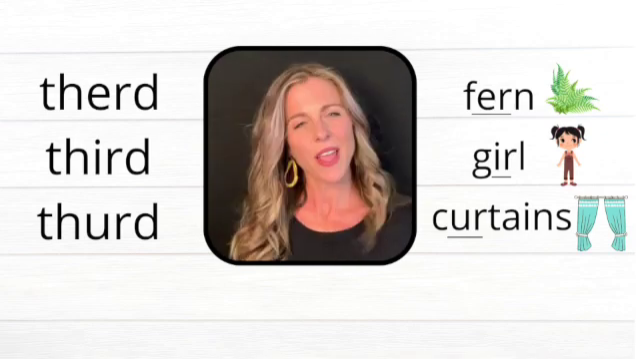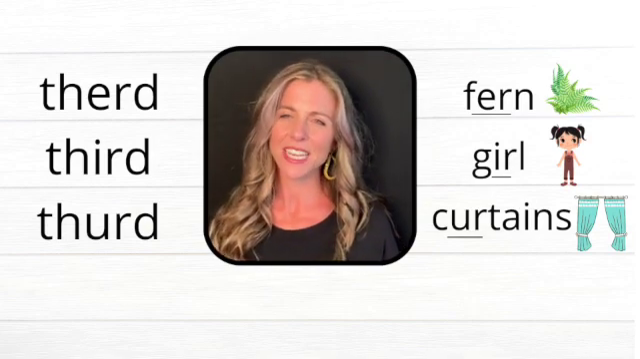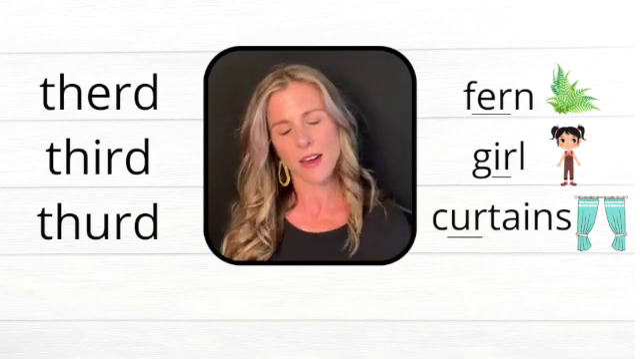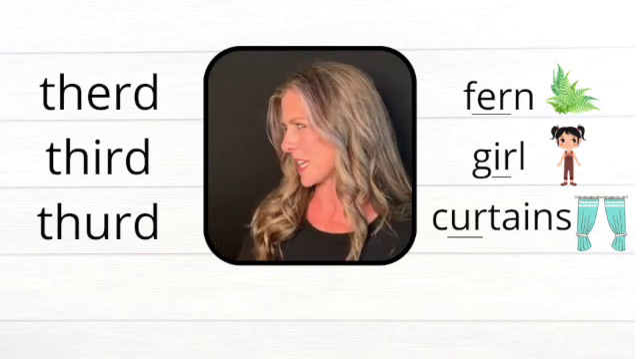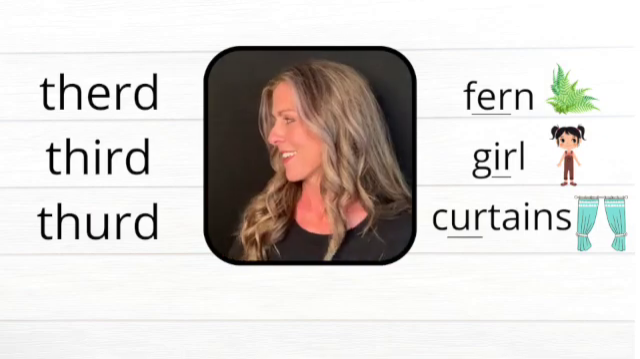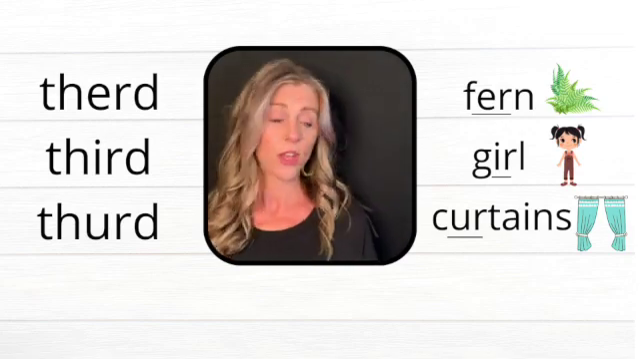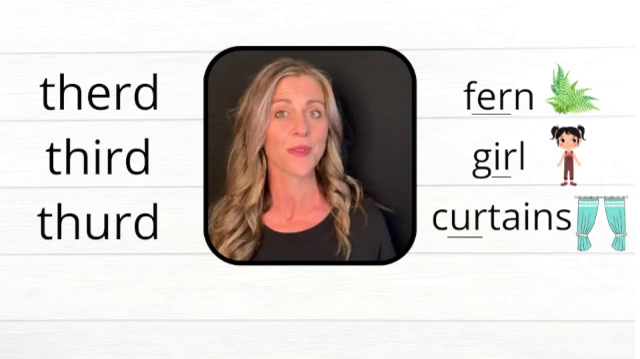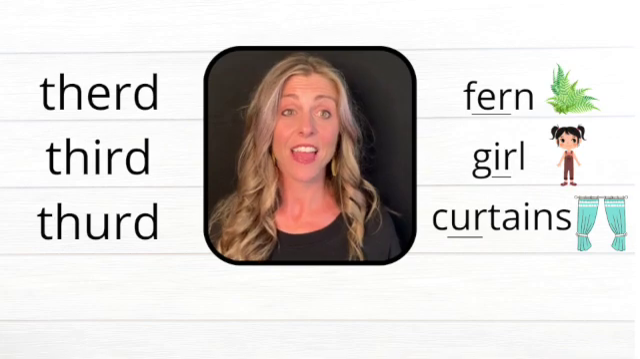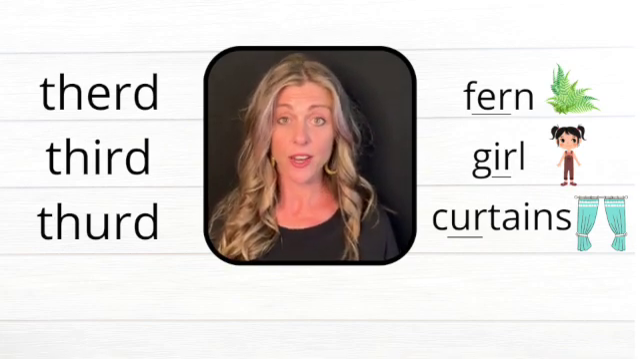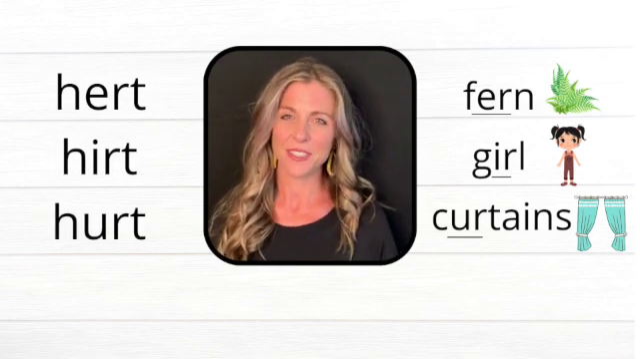If you take a look there, we have the word third written 3 ways. On the top, we have an ER. In the middle, we have an IR, and on the bottom, we have the UR. So should third be spelled with the ER like fern, the IR like girl, or the UR like curtains? Which one looks correct to you? If you said that it should have the IR, third has an IR like in girl, you got that one correct. How about this word, hurt?